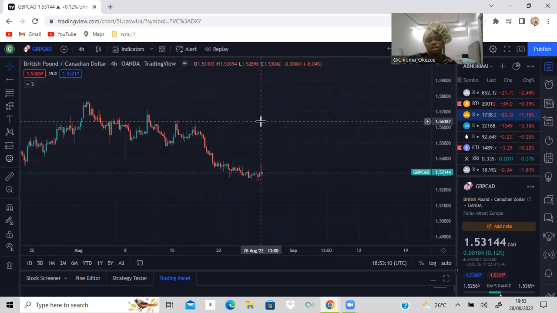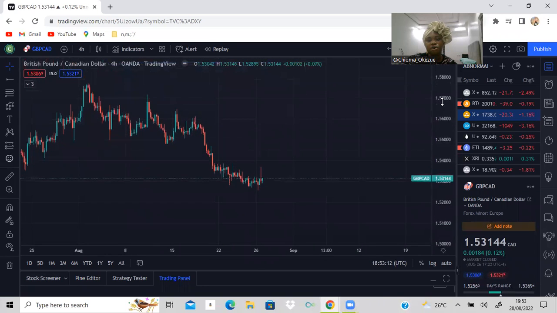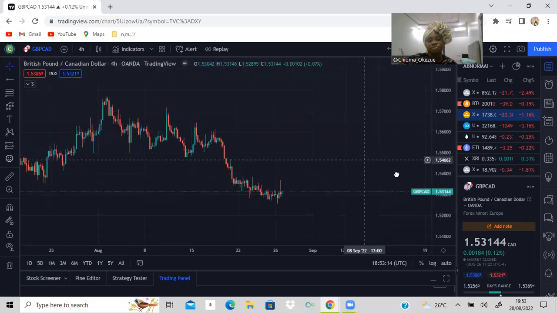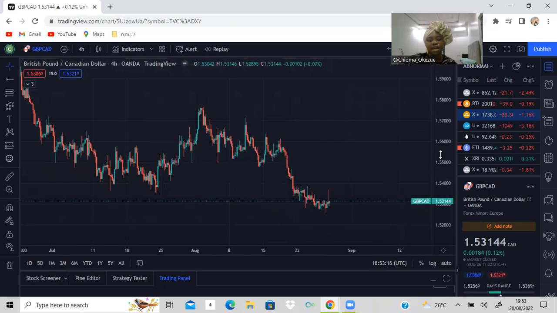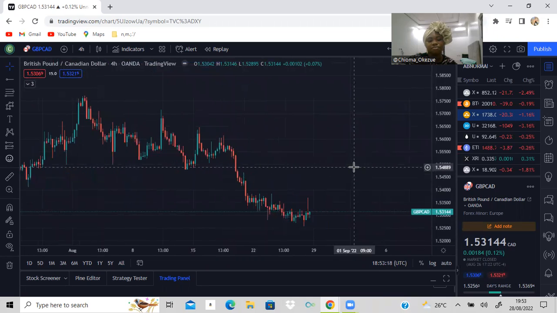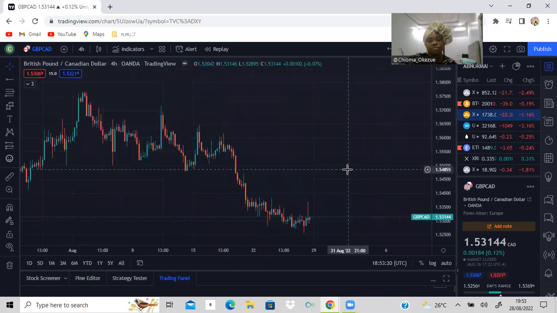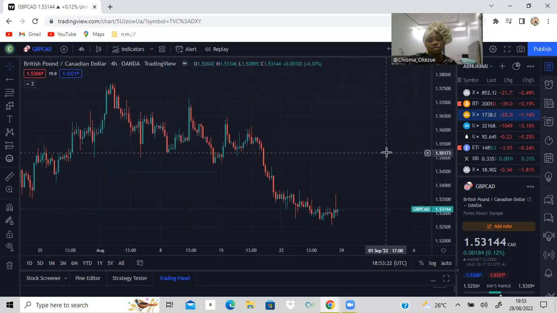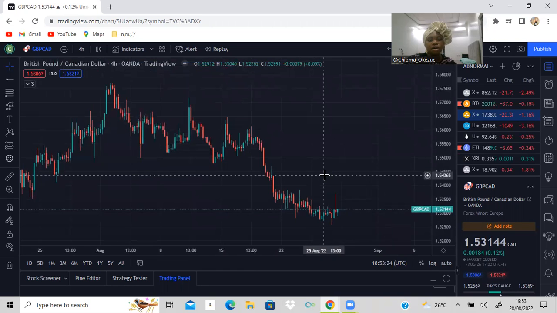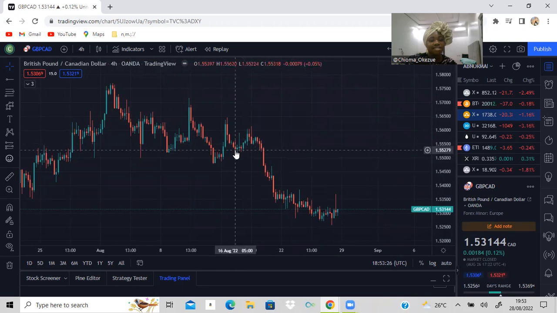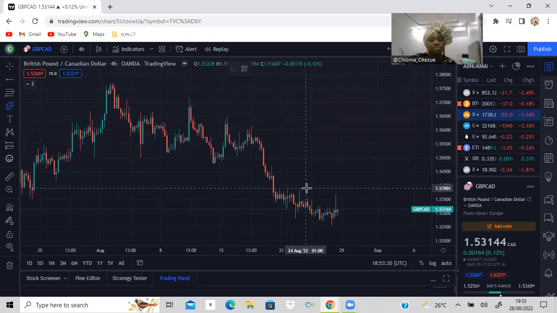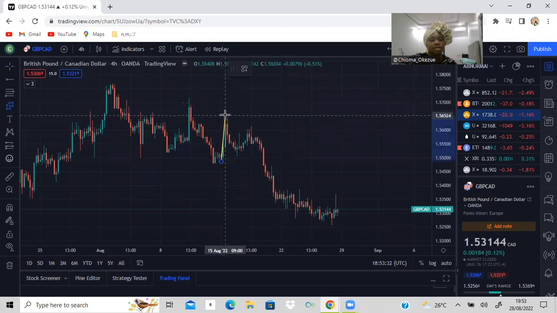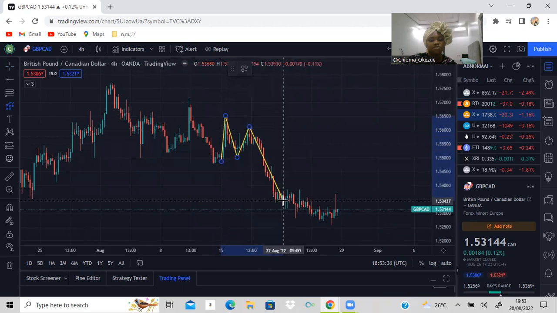So this is the GBP card on the 4 hour. With what I see here, I see an M right there, a short formed M.